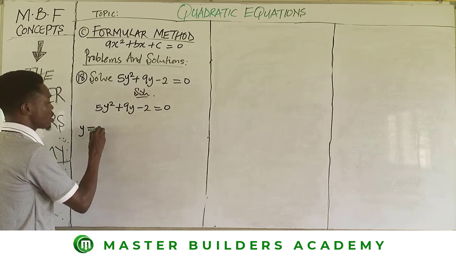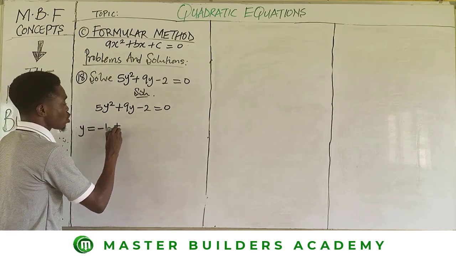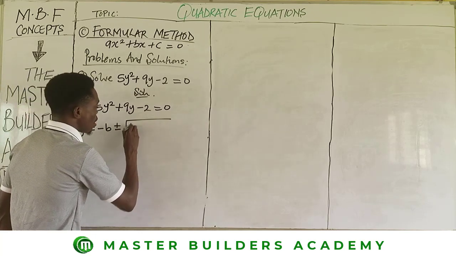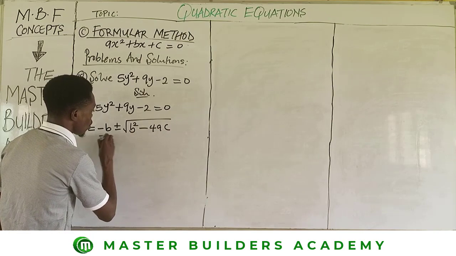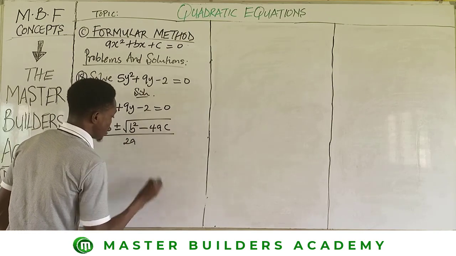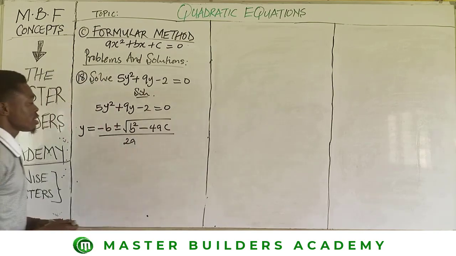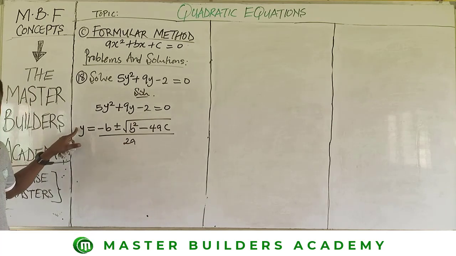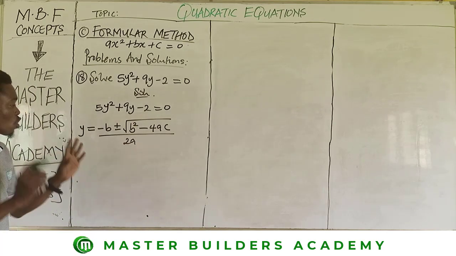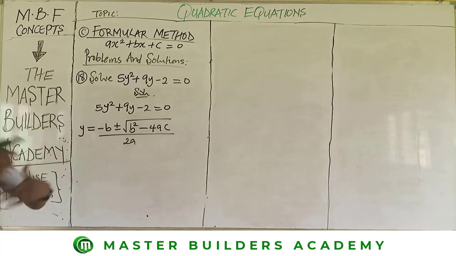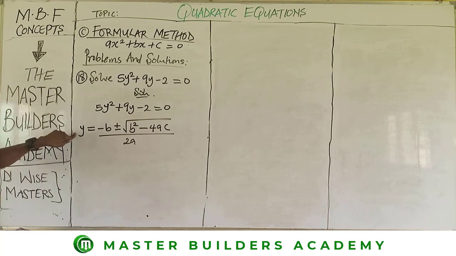I record that y is equal to minus b plus or minus the square root of b squared minus 4ac, all over 2a. Alright, this is it. So instead of having x here, we put y here because this question came with y. So it must not necessarily be x. If here is m, just put m there. Any alphabetical letter that you have in your question is what occupies here.